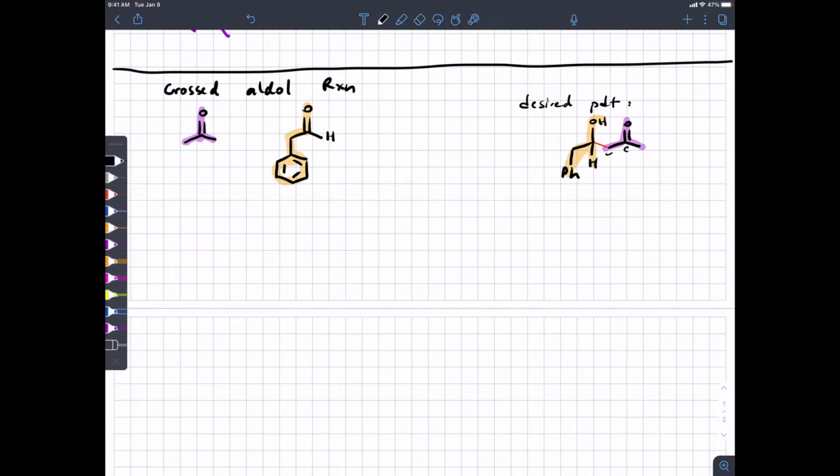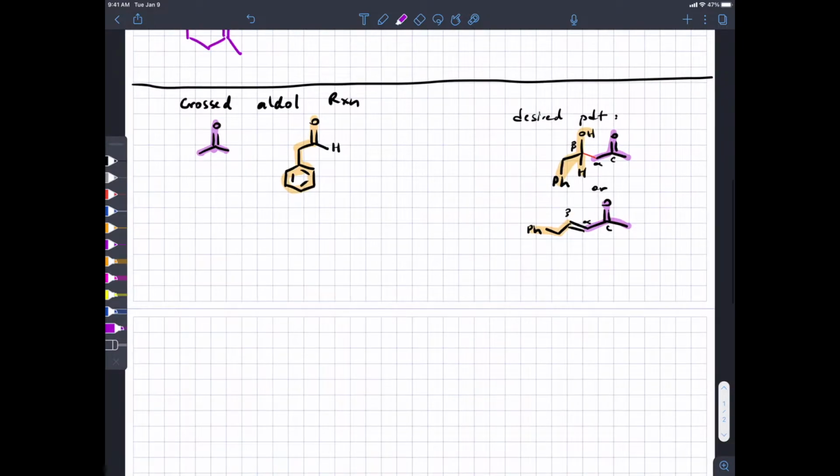Notice, again, get good at pattern recognition. This is a beta hydroxy carbonyl compound. At the same time, I can draw the corresponding alpha beta unsaturated carbonyl compound where we've done the elimination reaction, but here's still where the atoms have come from. What do you think about that? That seems like a reasonable aldol product, but think about potential competing products. What do you think you might observe as well?